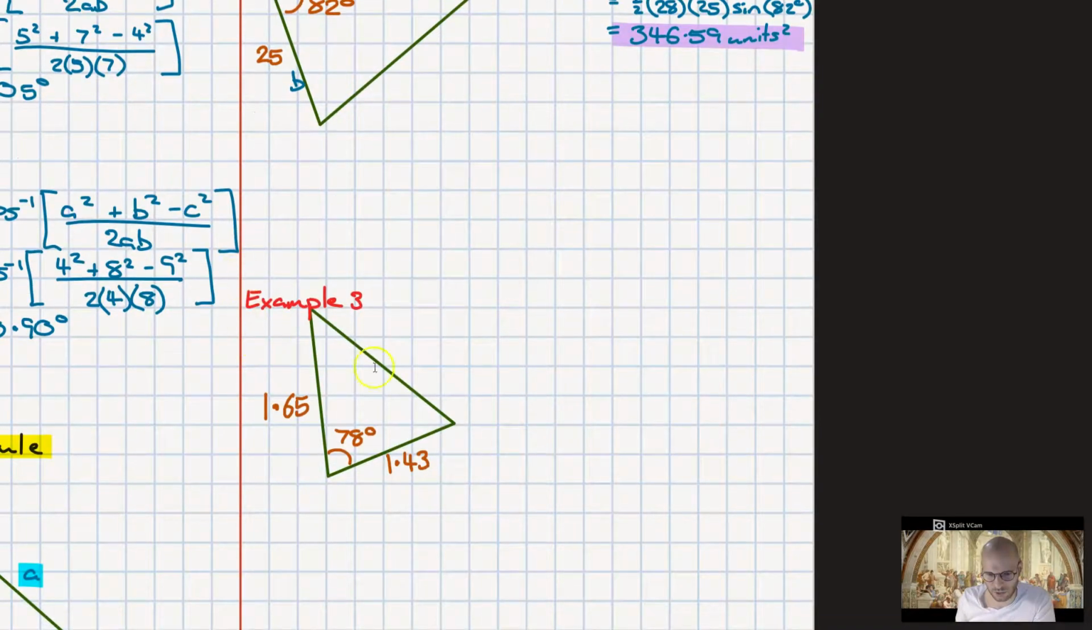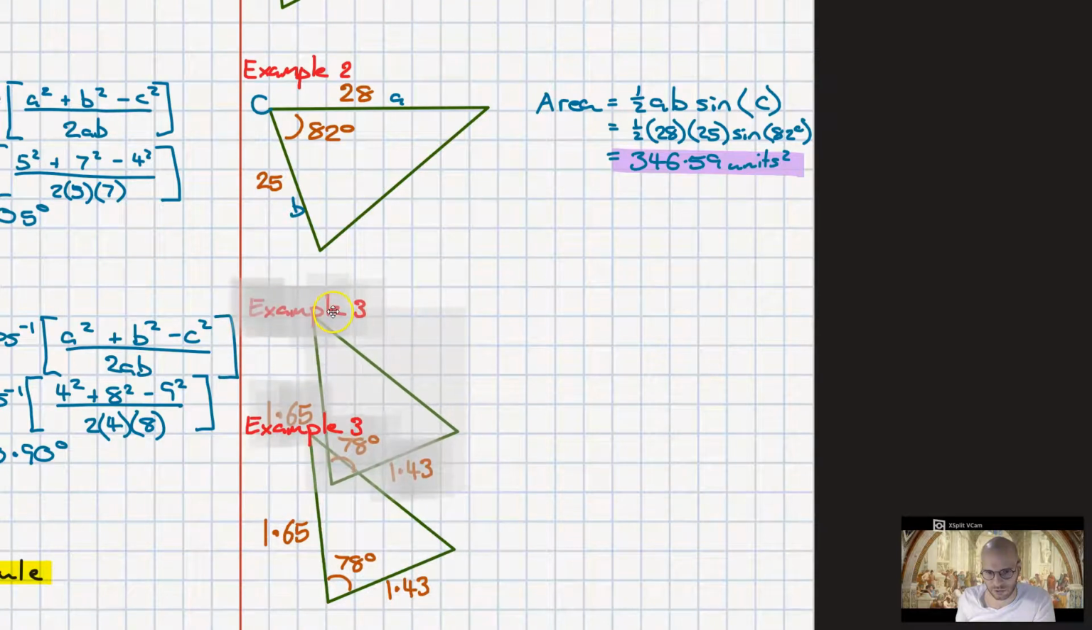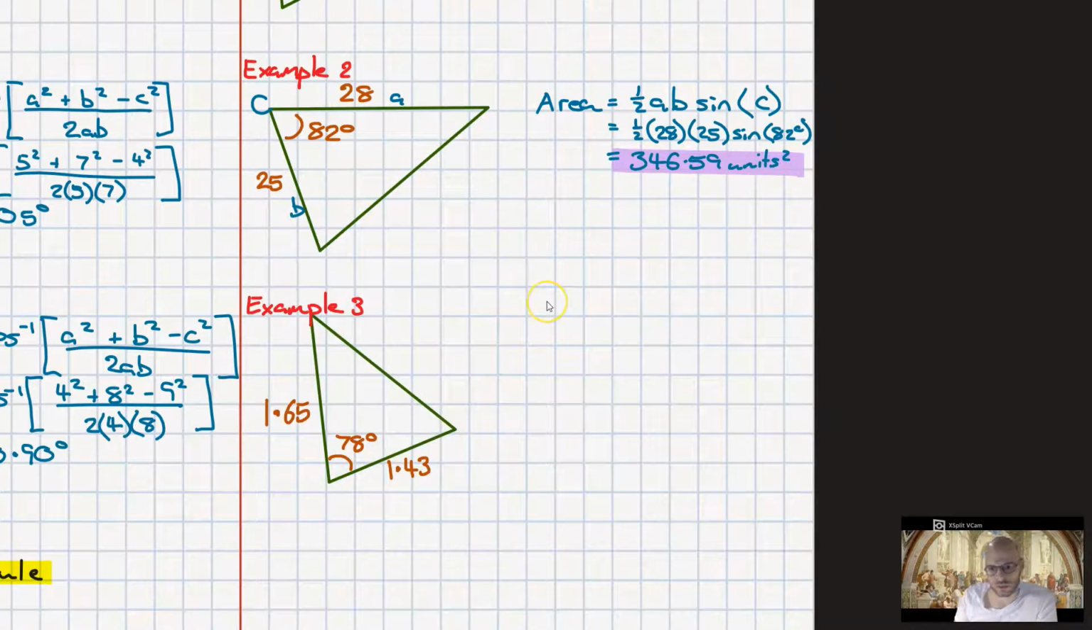Alright, final one, example 3. We're going to repeat exactly what we've been doing in the first 2 examples. To do this, we write out our rule. Our rule is area, give ourselves more space. Area is equal to a half ab sine C. And what we've got is an angle, 78 degrees, and A is 1.65 and B, in our case, is 1.43.